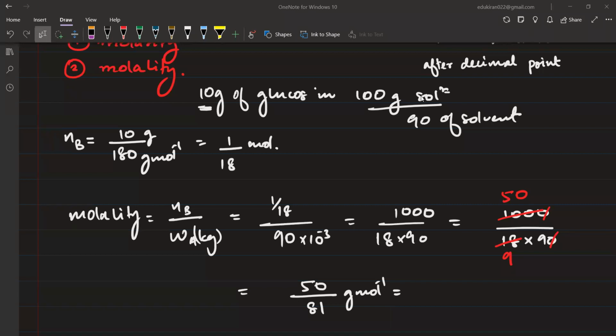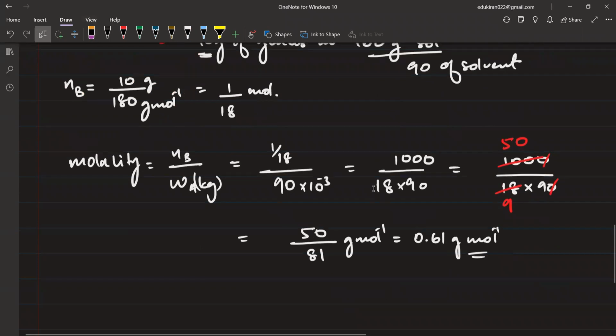And again, here also, you are saying 0.6, but I will say that please have at least 2 non-zero digits after the decimal point. So your answer should be 0.61 or 0.62 or something like that. 50 divided by 81 is 0.617, so now you can write it as 0.61. But if it was, for example, 0.69, then it will be approximated as 0.7. So that's why at least have 2 non-zero digits after the decimal point. Grams per mole. Okay, this is for molality.